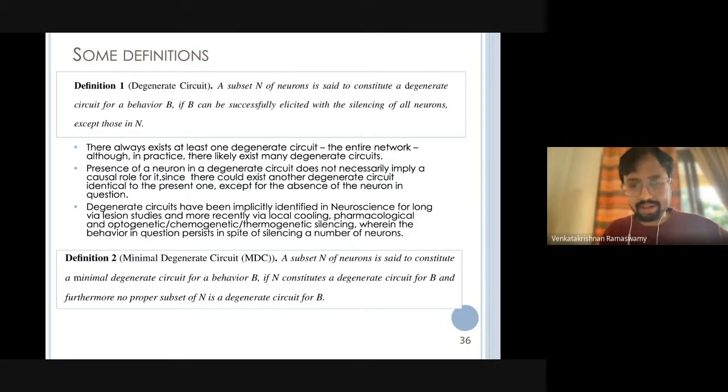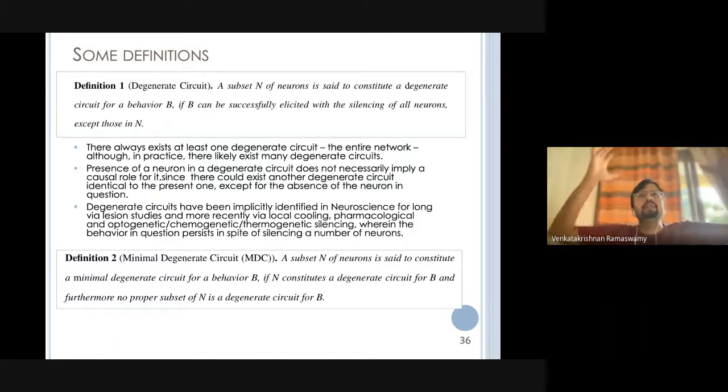And again in animal experiments as well, similar things have been observed. Now, presence of a neuron in a degenerate circuit does not necessarily mean that it's causal, right? Because there could be another degenerate circuit identical to the present one, except for the absence of the neuron in question, right? So we define another notion of a minimal degenerate circuit, which is a degenerate circuit with the additional property that no proper subset of that set N also remains a degenerate circuit for B, right?